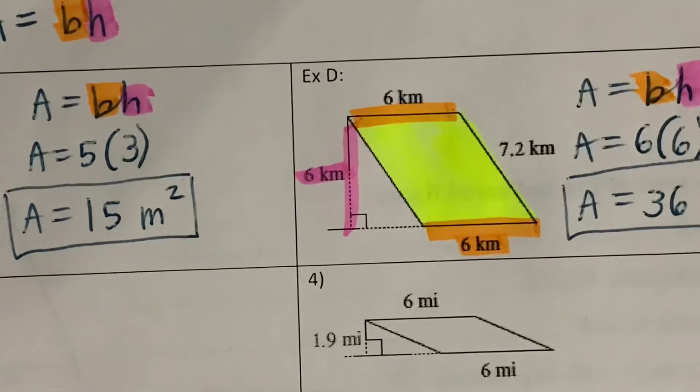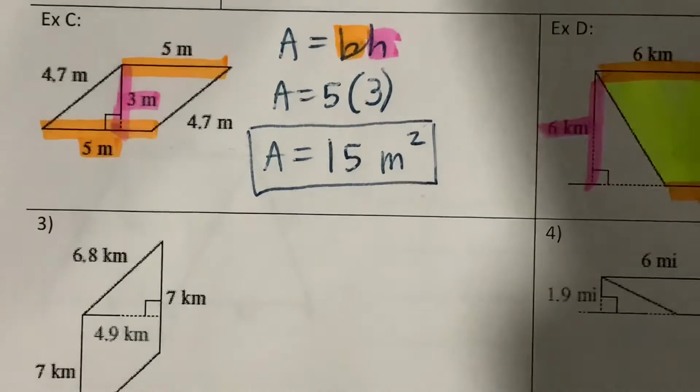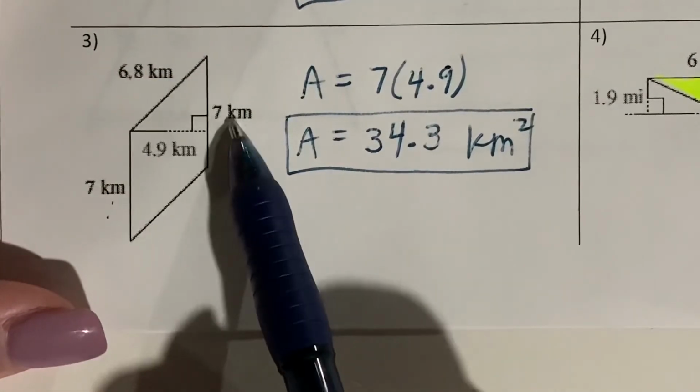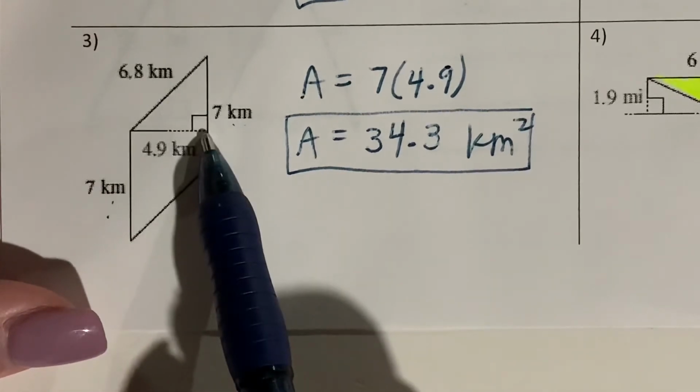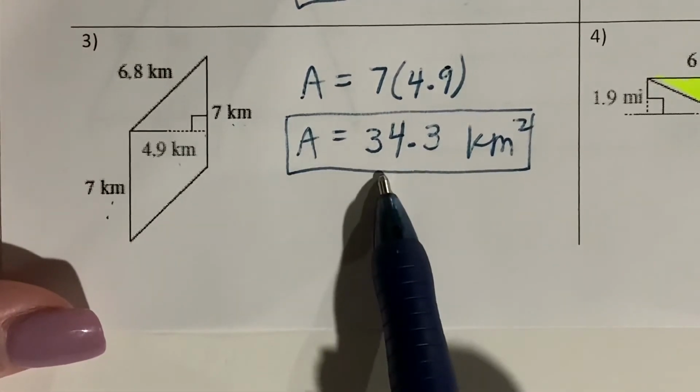At this time, you've got Utries 3 and 4. Go ahead and pause the video. On Utry 3, my bases were each 7, and my height, which was perpendicular to my bases, was 4.9. So for my area, I got 34.3 square kilometers.